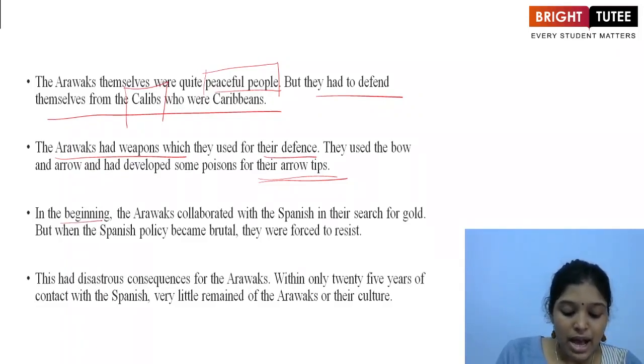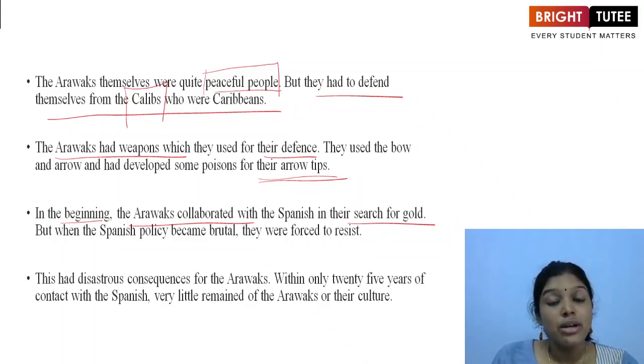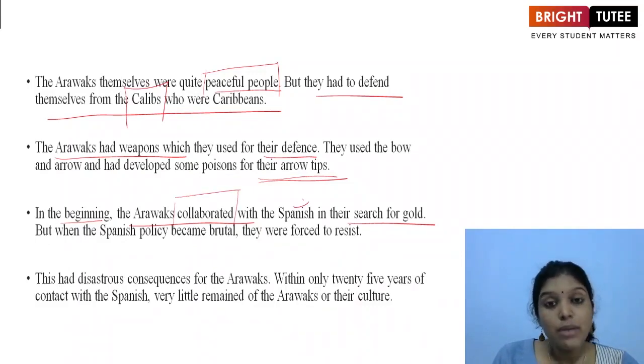And in the beginning, Arawaks collaborated with the Spanish in their search for gold. So initially, when they came into confrontation with the Spanish people, Arawaks felt that they must give assistance, and they collaborated and had friendly relations with the Spanish and helped them search for gold. Because for the Spanish people, searching for gold and digging it out was very important.